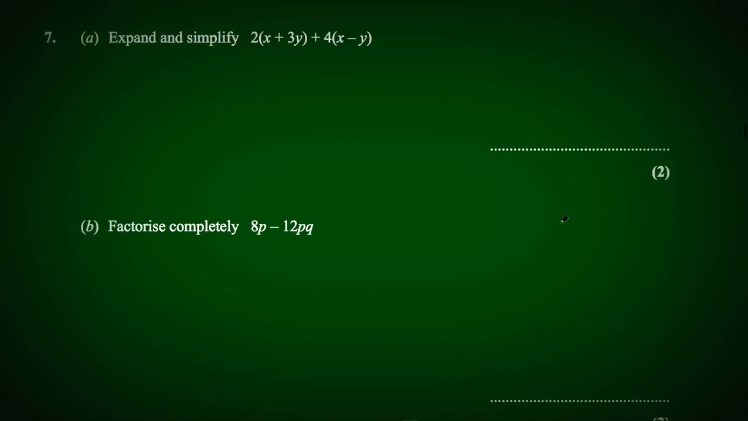Question 7. Expand and simplify. So this first bracket, I multiply x by 2 and I multiply the 3y by 2. Second bracket, I multiply the x by 4 and I multiply the minus y by 4 as well. And then simplify. 2x plus 4x is 6x. 6y minus 4y is plus 2y.